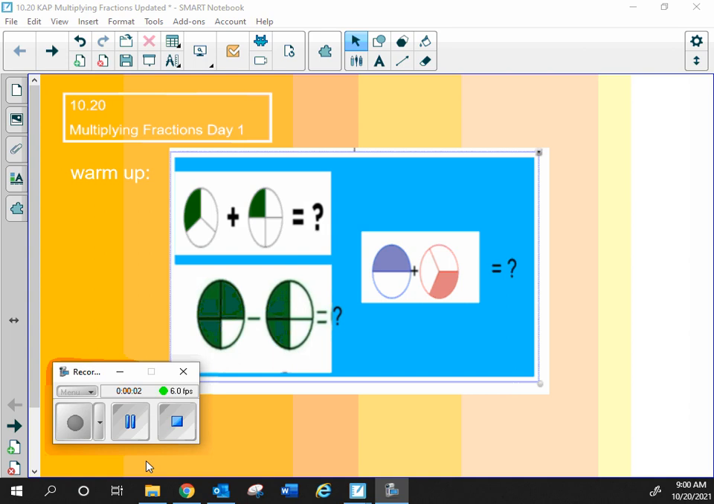Good morning. This is Wednesday for KAP. We're talking about multiplying fractions.